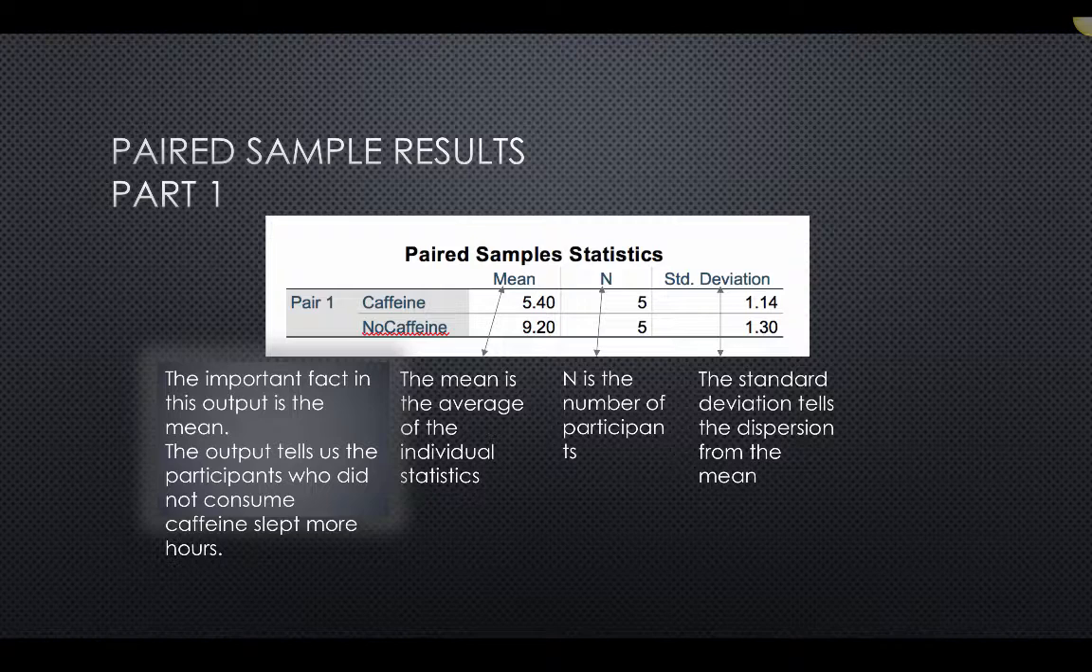The next box over is the N, the number of participants, which we had 5, and then our standard deviation tells us the dispersion from the mean. The important fact in this output is the mean. The output tells us that the participants who did not consume caffeine slept more hours. You look at the mean, it tells a story. You've got to figure out the story in whatever you're doing.